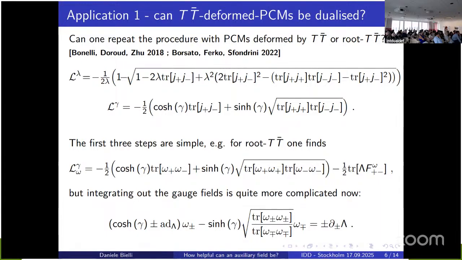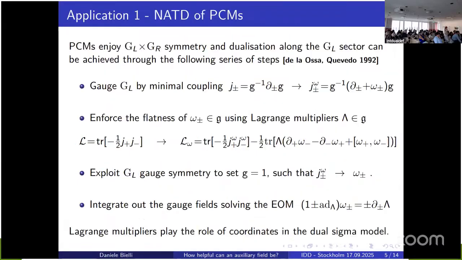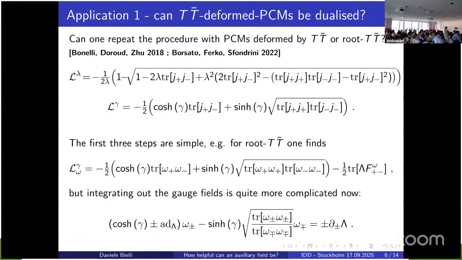So now if we compute the equations of motion for the gauge fields, which we need to solve for omega plus and omega minus, we end up with this last line here, this equation of motion, which is quite a bit more complicated than the one that we saw on the previous slide. Of course, this recovers the other one when we send gamma to 0, because this recovers the undeformed PCM.